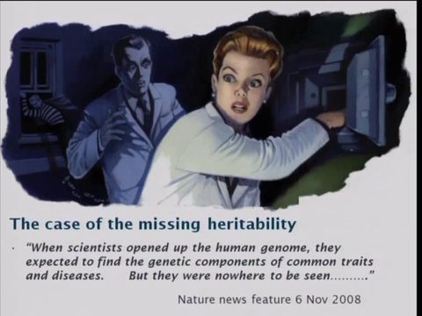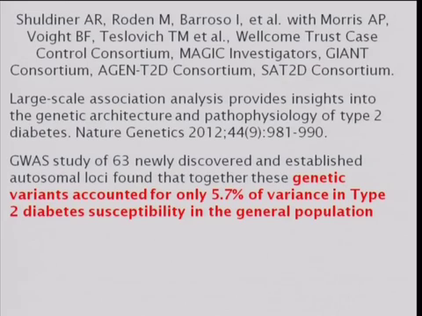We spent all these dollars and euros and pounds. And yet, when we look at some of the common diseases, this is a recent paper looking at type 2 diabetes, with literally tens of thousands of subjects in this consortia of consortiums. The conclusion here is that genetic variance accounted for only 5.7% of the variance in type 2 diabetes susceptibility in the general population.